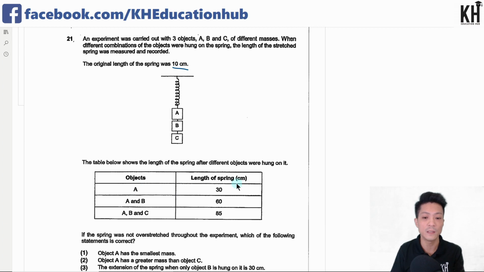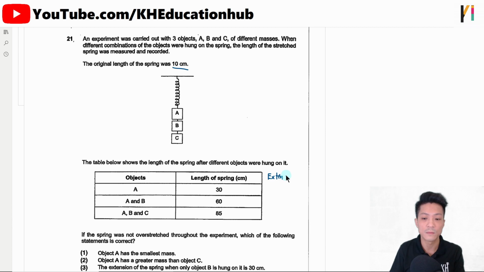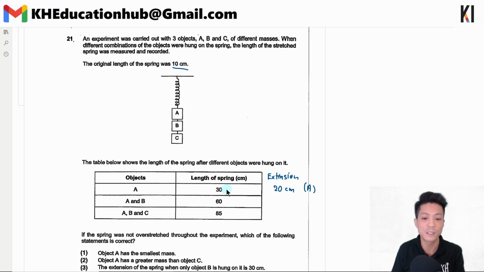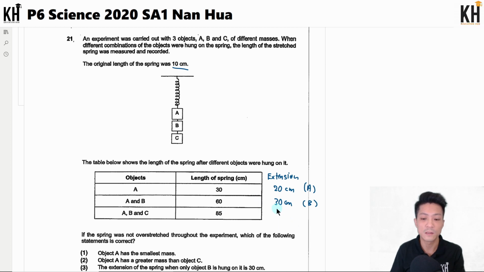So for object A, and we can see that the extension, okay, it is 20 cm for this, for A, and then for B, we can see that it is 30 cm, and for C, it will be 85 minus 60, okay, which is 25 cm for C.